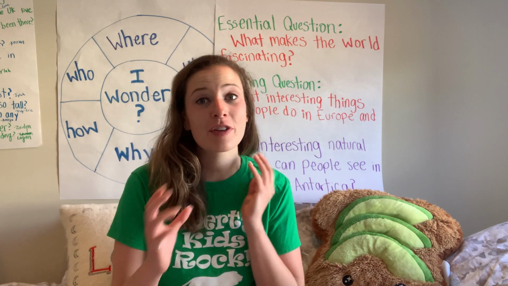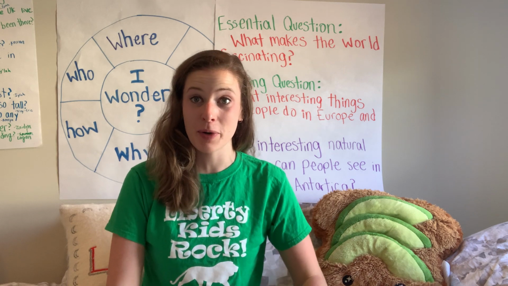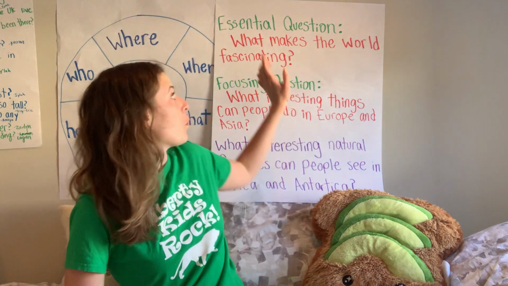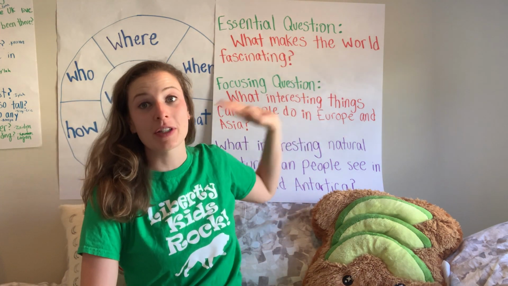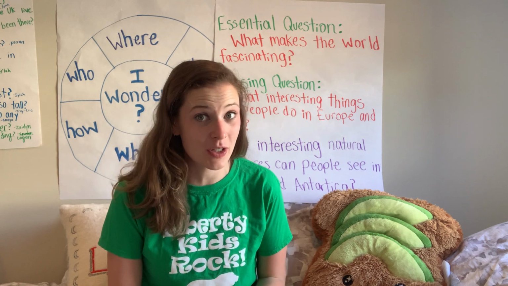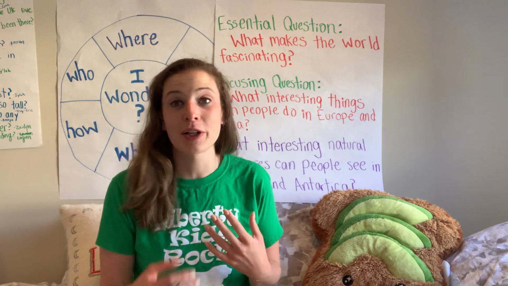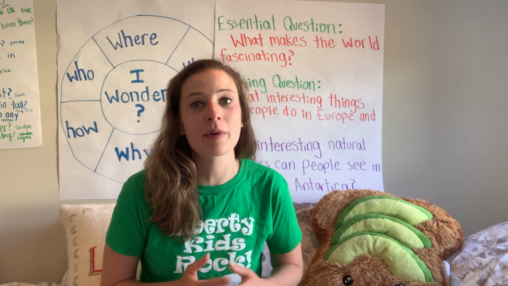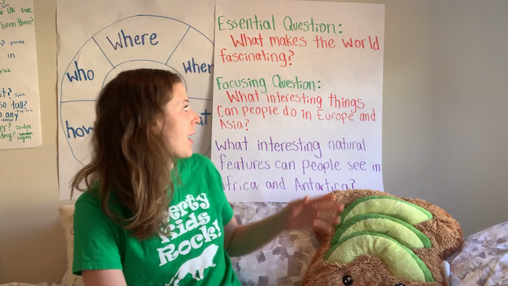Before we get started, let's review our essential question for this module and talk a little bit more about what we've been working on. So our essential question says, what makes the world fascinating? If something is fascinating, that means it's really, really interesting, and we want to learn more about it. So we're looking at these 7 continents, and we're figuring out what makes them interesting, what makes them fascinating.